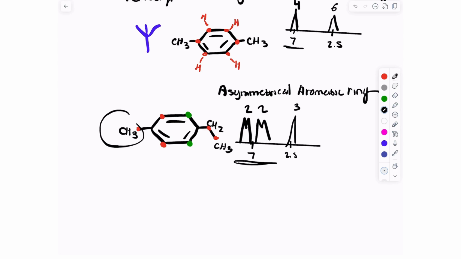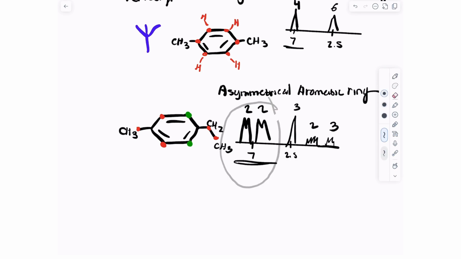This one has 3 neighbors, so it would be like 4. Oh, okay. You know what? That's 3. So it would look something like that on an NMR. But like I said, really the important thing is that you're noticing that there's 2 doublets with an integration of 2, and it has to specifically be an integration of 2. And if you see that, then you know that there's an asymmetrical aromatic ring, specifically a 1,4 asymmetrical aromatic ring.